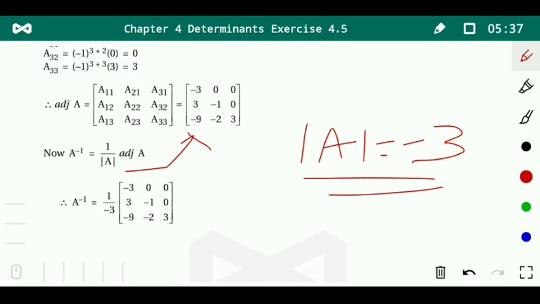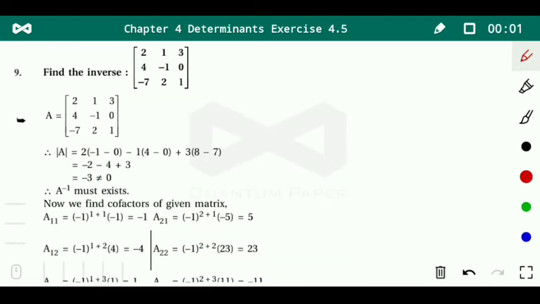So it gives A inverse. Also you can divide minus 3 into all elements, or you can write it as it is. Both answers are right. Is it clear? Thank you. Okay, next question number 9.